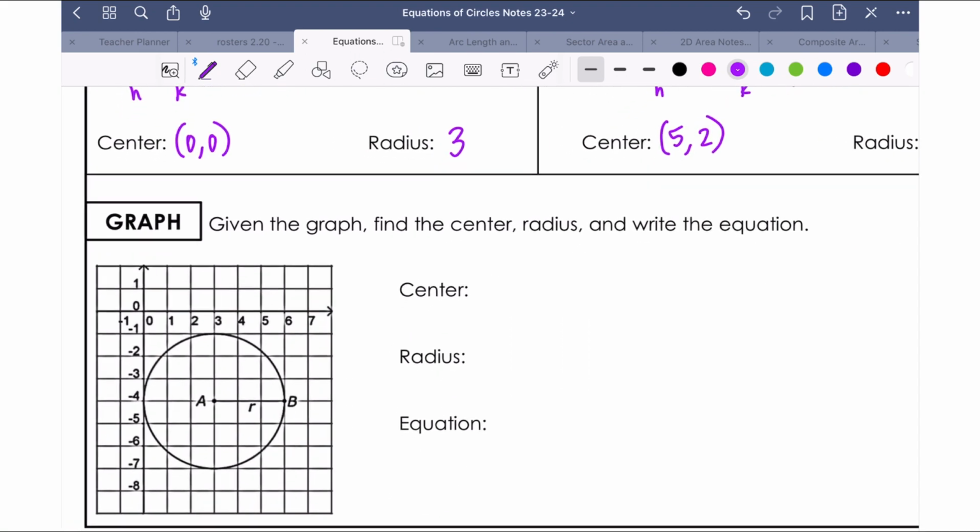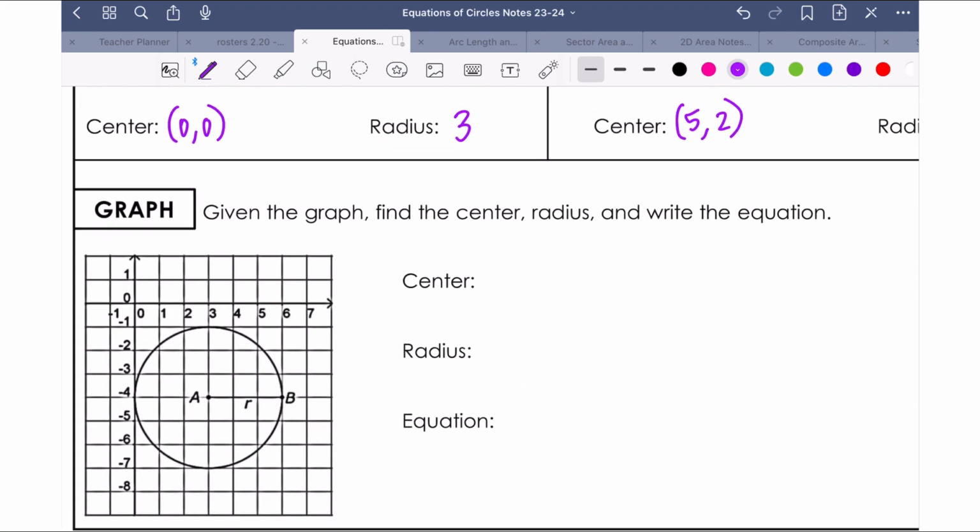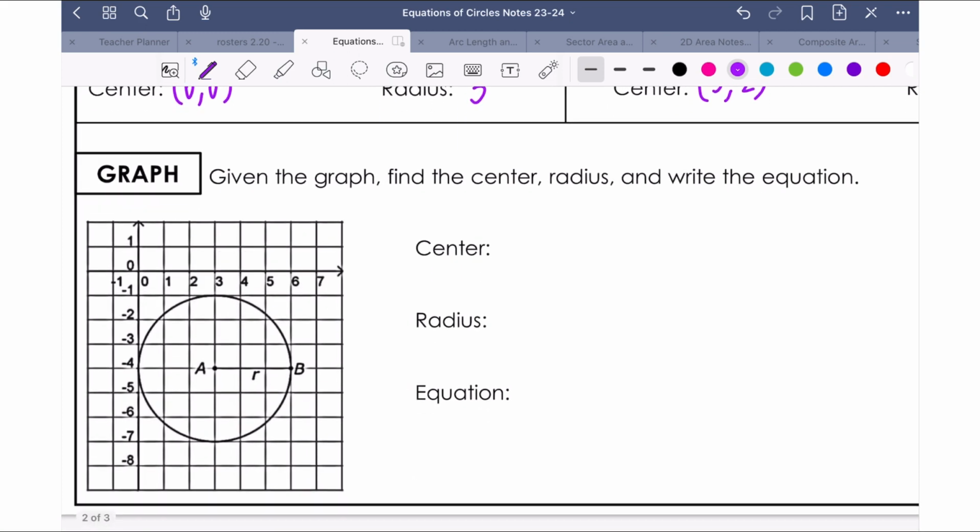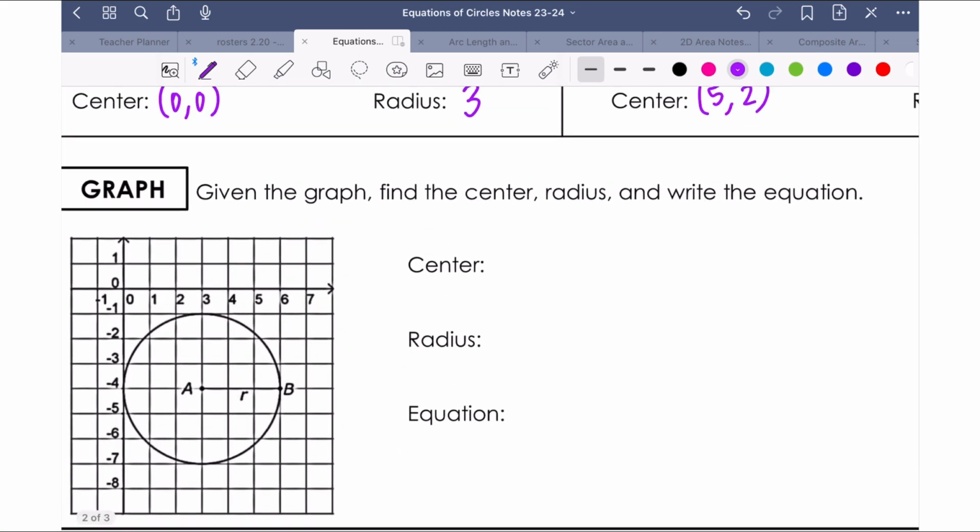Now, this last one is with the graph. So we're going to have to use our algebra skills for this. See if we remember. It says, given the graph, find the center, the radius, and write the equation. All right, let's start by finding the center. My h, k. So here's the center. Where am I located on the grid? I'm located at 3 for the x and -4 here.